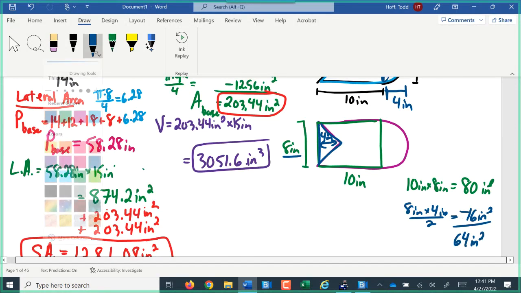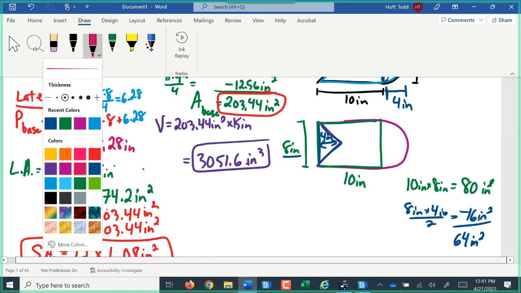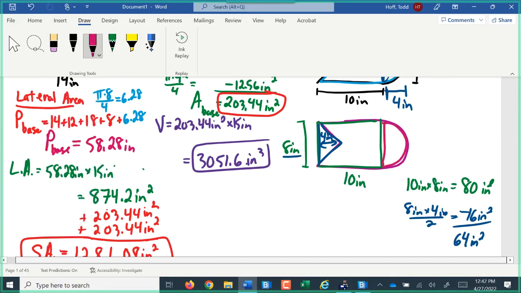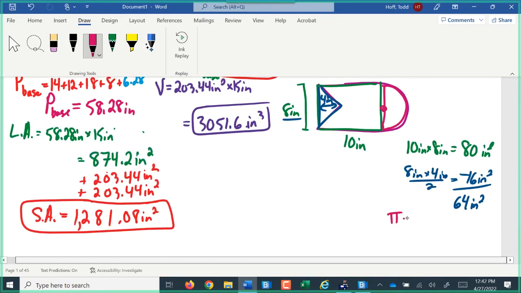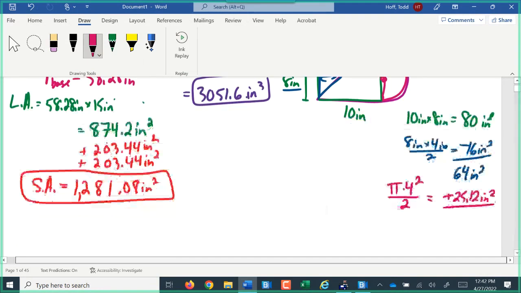What else do we have to do? Find the area of this half circle. Area of a circle is pi times radius squared. So what number goes into the radius squared? 4. What do we have to do to that? Multiply by pi, then divide by 2 because it's only half a circle, or times 1/2, however you want to look at it. That gives us 25.12 square inches. So we add that to get 89.12 square inches. That is our base.